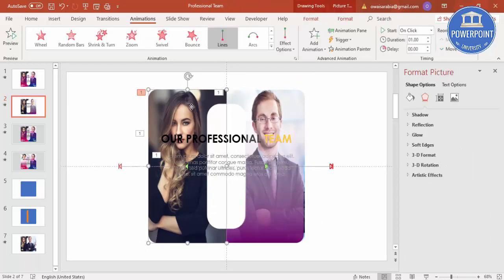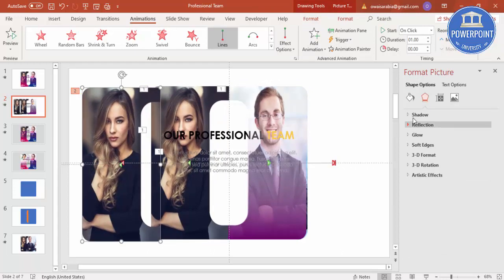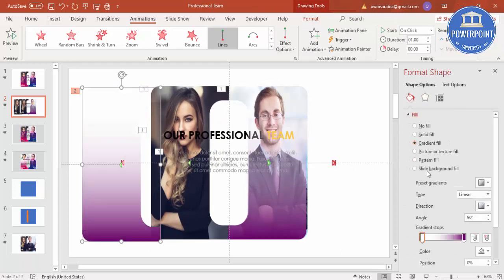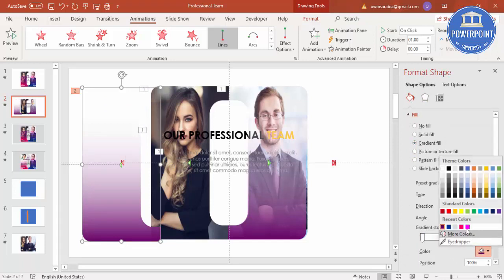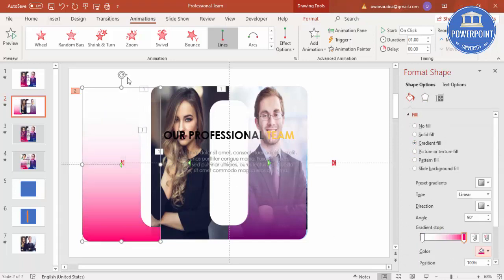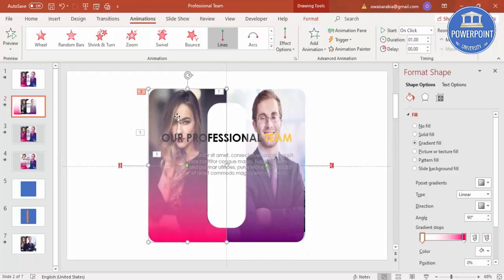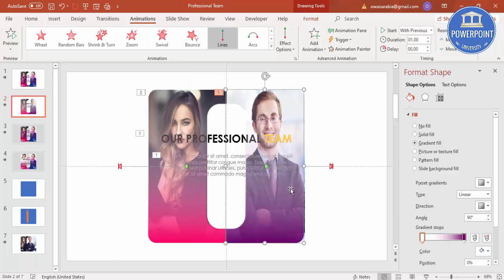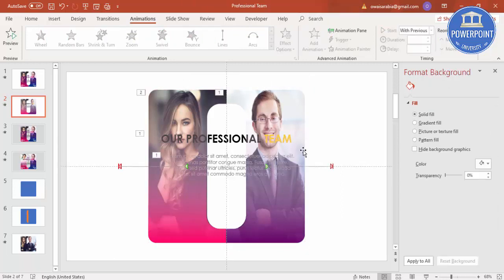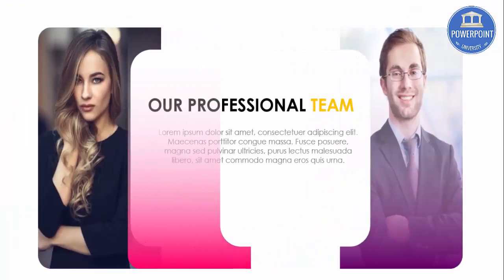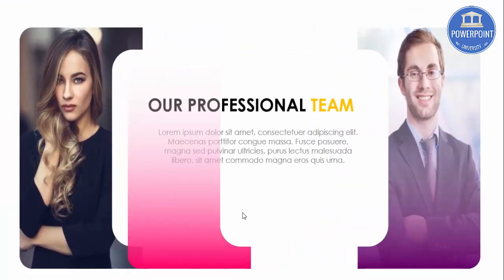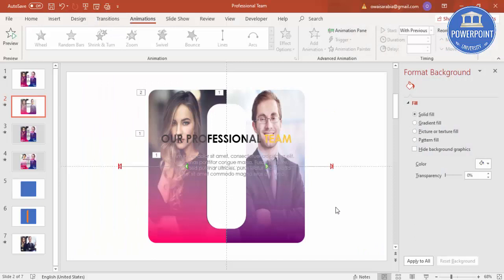For this also you can do the same thing. Gradient fill. And here I'm going to select some pink color and put it on top of this image. So you can see here the difference, how much the gradient is making. But you need to do this before you do the animation. So if I play, this is not coming because I have not added the animation.